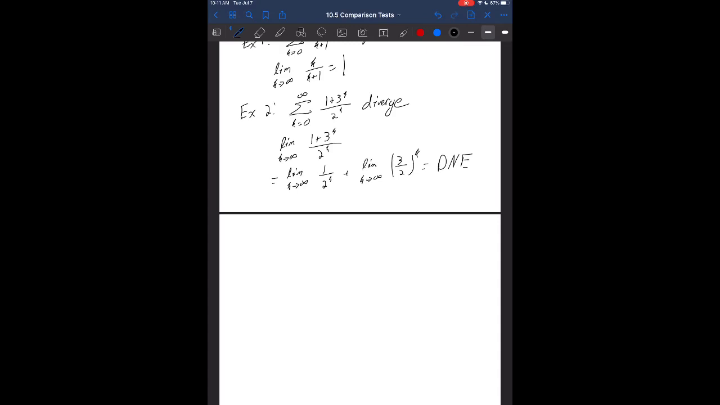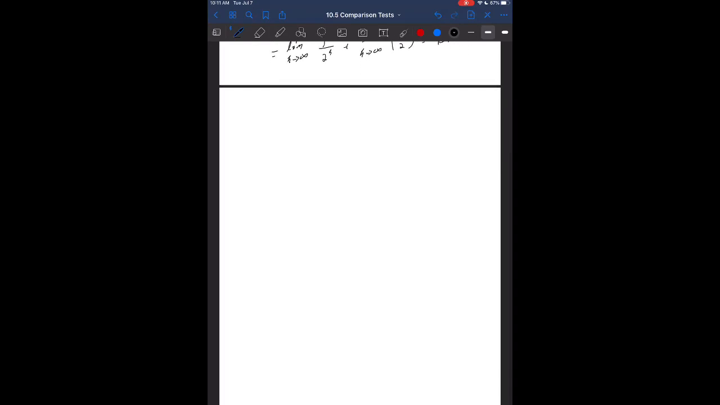Okay, so now I want to talk about 2 examples where the divergence test is not going to have conclusive results. So example 3 and example 4 is going to be the sum, k equals, we need to do 1 here so we don't divide by 0, k equals 1 to infinity of 1 over k, and the sum from k equals 1 to infinity of 1 over k squared.